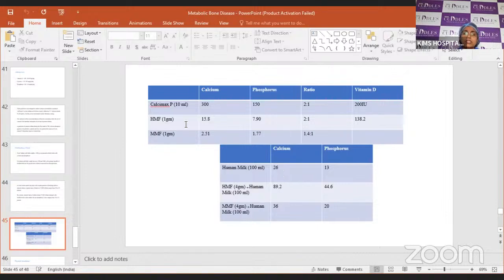So these are the various compositions of calcium, phosphorus and its ratio, and vitamin D levels in the Calmax P syrup, HMF, that is human milk fortifier, bovine one, and MMF, mother milk fortifier. Human milk has calcium 26 milligram per 100 ml, and phosphorus is 13 milligrams. HMF plus human milk of 100 ml will give 89.2 of calcium and 44.6 of phosphorus, and MMF plus human milk 100 ml will contain 36 mg of calcium and 20 mg of phosphorus.